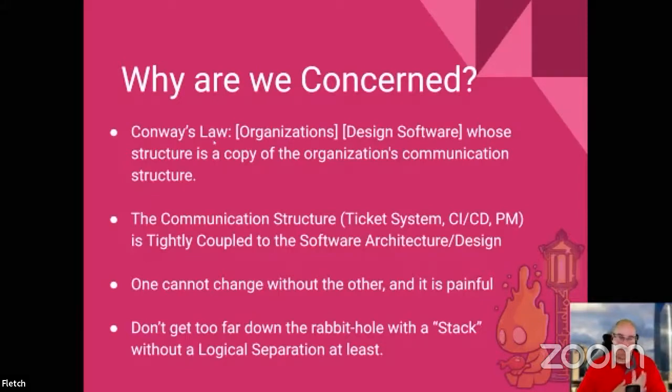The communication structure in this case is like the ticket system. You have work items, you have epics, you have features, you have user stories, you have tasks. You have all these things broken down. If you just smush them all together, guess what your code's going to look like? It's just going to be a monolith. And then guess what your CI/CD is going to look like? You're going to have to deploy the whole monolith.